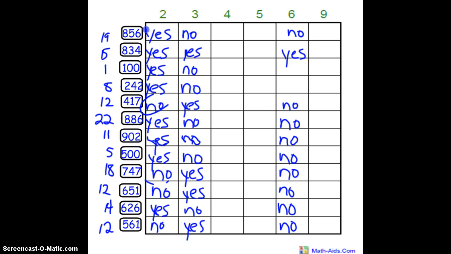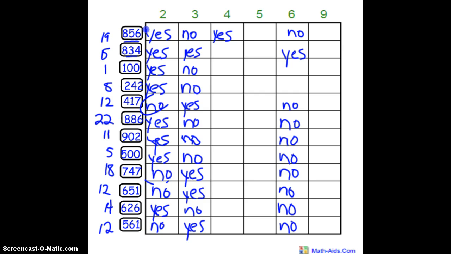Alright, for 4's now, we look at the last 2 digits. Oops, my smart board's a little off here. So 5 and 6, 56. Is 56 divisible by 4? And the answer is yes. 14 times 4. How about 34 in this one?